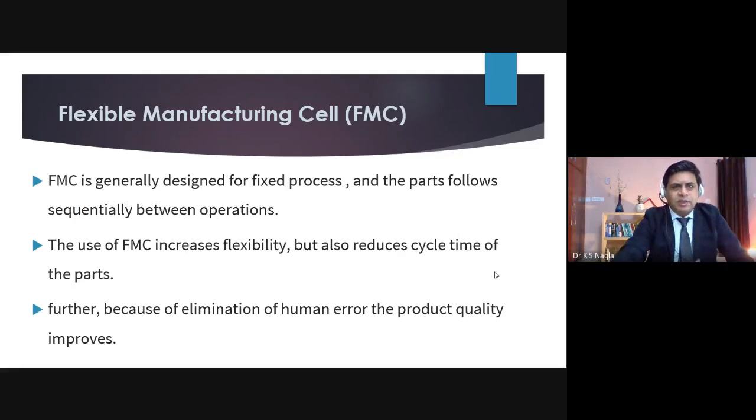So the flexible manufacturing cell may be a sub part of a flexible manufacturing unit. The flexible manufacturing cell is generally designed for a fixed process, and parts follow sequentially between the operations. The use of FMC increases flexibility but also reduces the cycle time of the part. Further, because of the elimination of human errors, the product quality is increased by using flexible manufacturing cells in the flexible manufacturing system or unit.